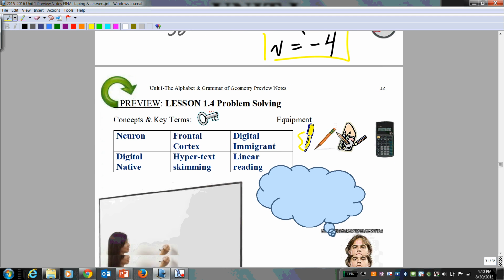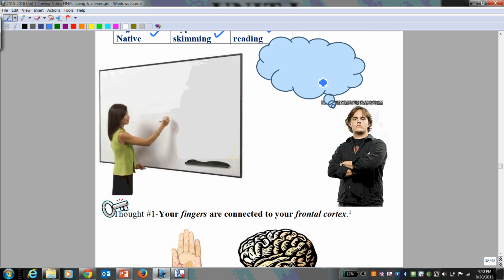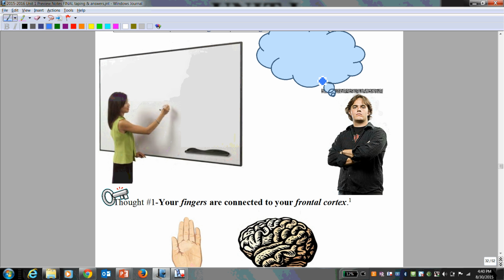So now we're getting into one of the most unusual lessons of the whole year. This is very distinctive in my class. It's called brain in hand problem solving. Here are some words you're going to become familiar with. Neuron, frontal cortex, digital immigrant, digital native, hypertext skimming, linear reading. So let me explain where this particular lesson comes from. I, as your teacher, am what's called a digital immigrant.